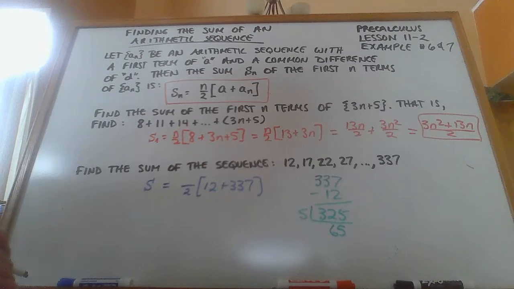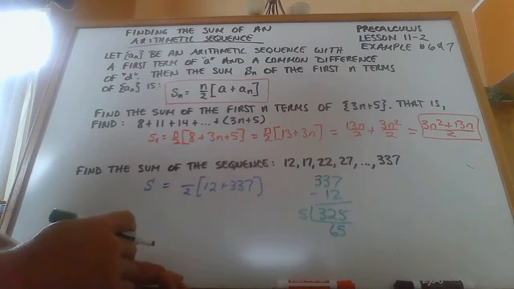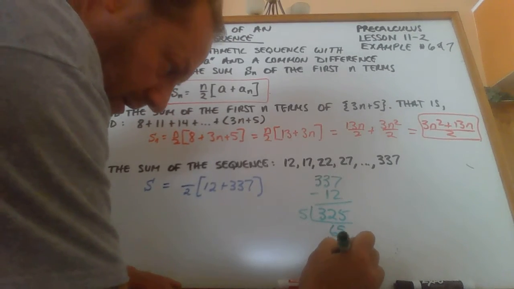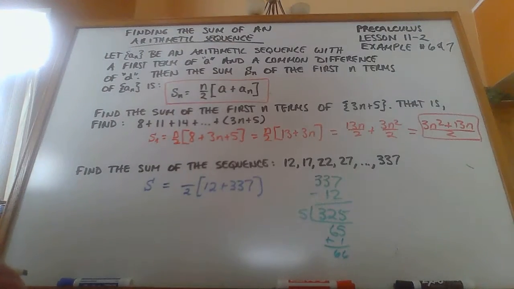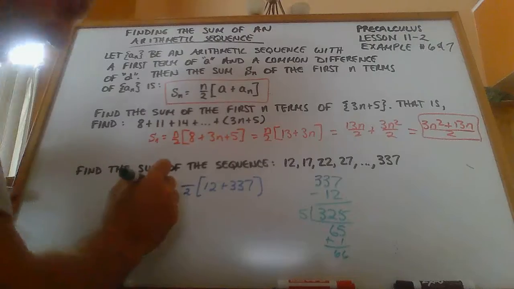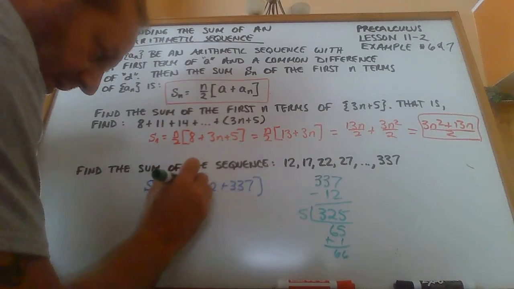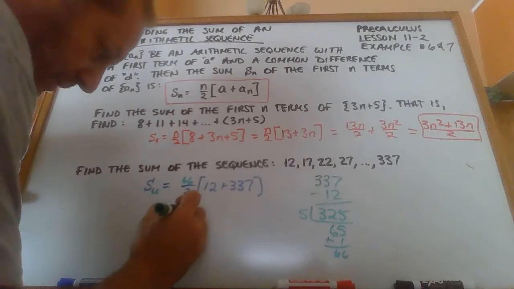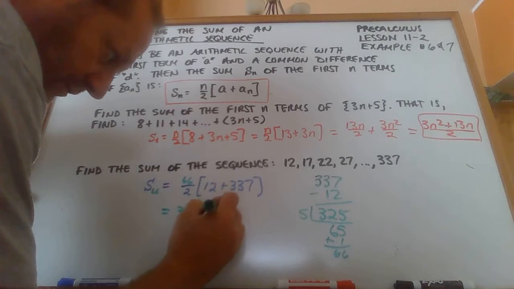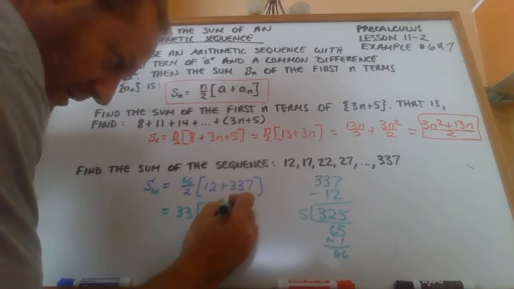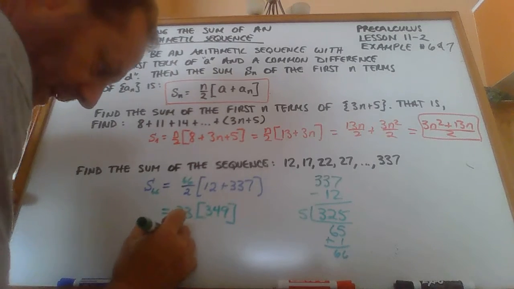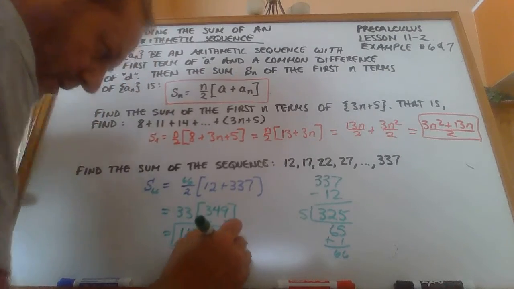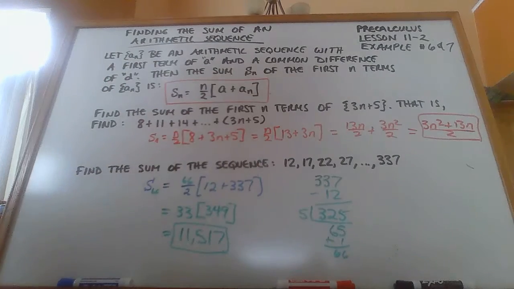Now remember, the first term doesn't have a common difference, so we have to add the first term back in. That means there's 66 terms in this sequence. So we're finding the sum of the first 66, and we put 66 in here. Now it's a piece of cake. Okay, this becomes 33 times 349. Okay, and that comes out to be 11,517. So if I add up all those numbers right there, I get 11,517.